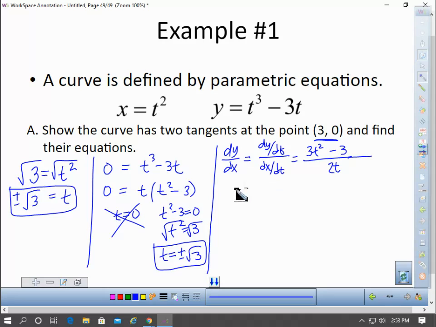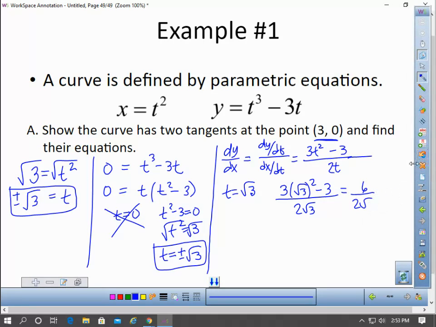All right. So when t is positive radical 3, what is this going to equal? Well, that's going to be 3 times radical 3 squared minus 3 over 2 radical 3. So radical 3 squared is 3, 3 times 3 is 9, minus 3 is 6, divided by 2 radical 3. So then when I reduce that, we're getting 3 over radical 3.